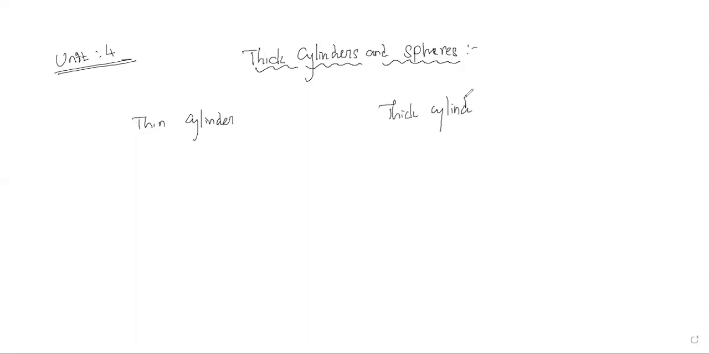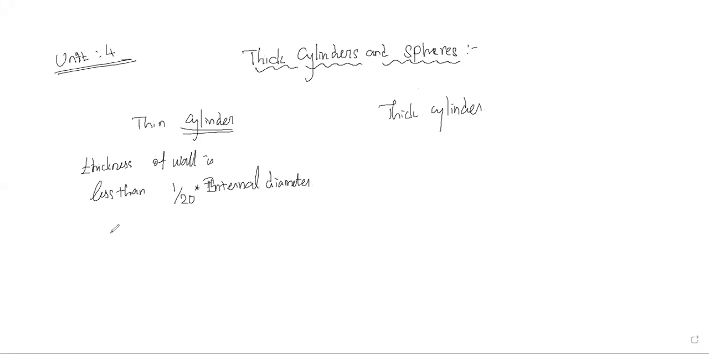Okay, the thing is, the thickness of wall is less than 1/20th of internal diameter, then the cylinder is said to be thin cylinder.